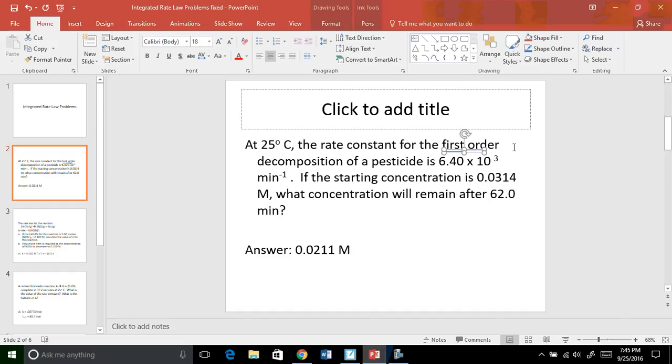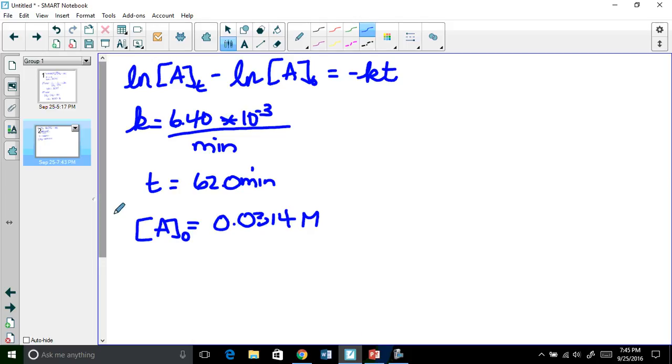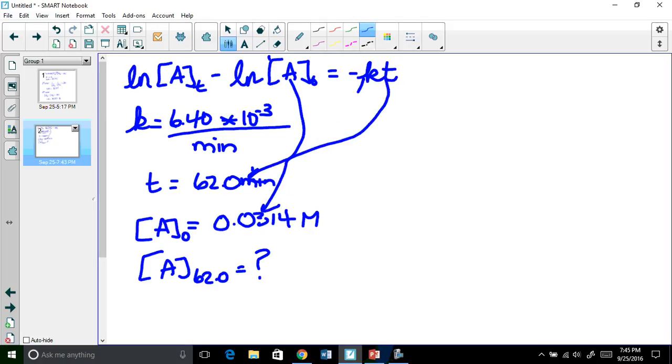So let's go back and just make sure that you see where I got those numbers. At 25 degrees, the rate constant for first order decomposition of a pesticide, so the rate constant, which is little k, is equal to this. There's the starting concentration, and we want to know what the concentration will be after 62 minutes. And so if you look at this equation, what we don't know is A at 62 minutes is the unknown. We know this is this, we know the time is this, and we know k is this. And what we don't know is what is the concentration at this arbitrary time, which is 62 minutes.